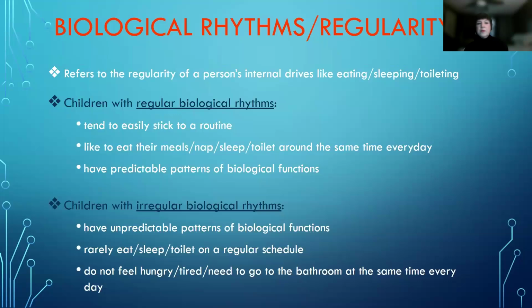Next is biological rhythms and regularity. And that just is how regular do you sleep, eat, use the bathroom, those kinds of things. A lot of this you can certainly, same with activity levels, see right away from a baby. Children who are regular in their biological rhythms like a routine, they stick to a routine, they like things to happen around the same time. Even their toileting functions tend to happen at around the same time. Their patterns are predictable and routine.